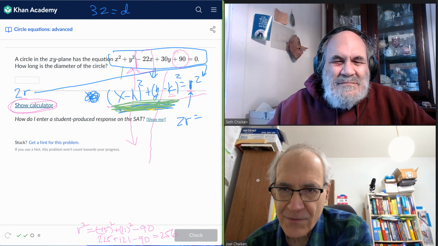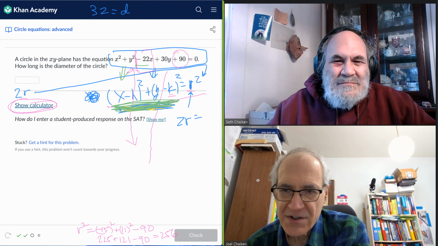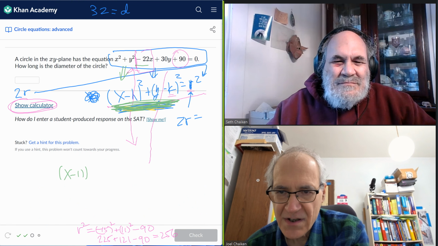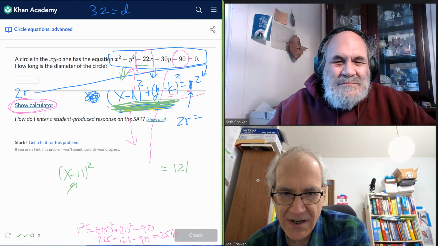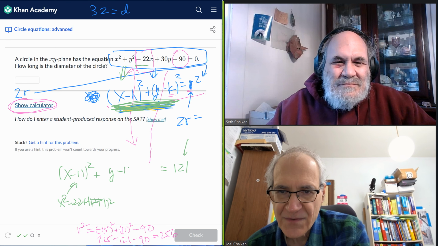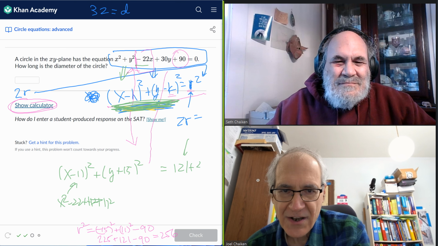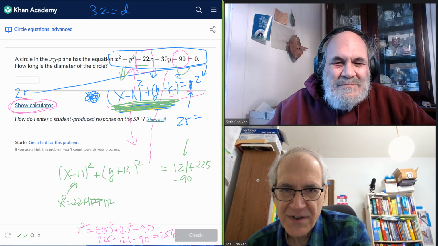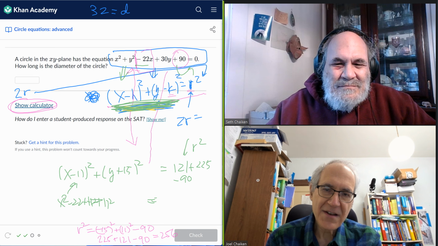You want this form to be this. So you take half of 22, and you go x minus 11 squared. But because of this, you have to add 121 to this side, because this is x squared minus 22x plus 121 plus 11 squared. Then you do the same thing here, y minus 15, or y plus 15. It really doesn't matter because you're squaring it anyway. So you add 225 to this side, and then you subtract the 90 over here, because you move the 90 over. So this is equal to r squared.